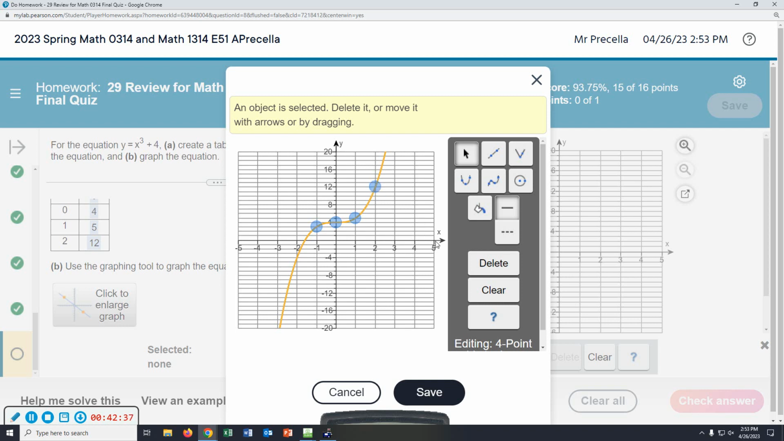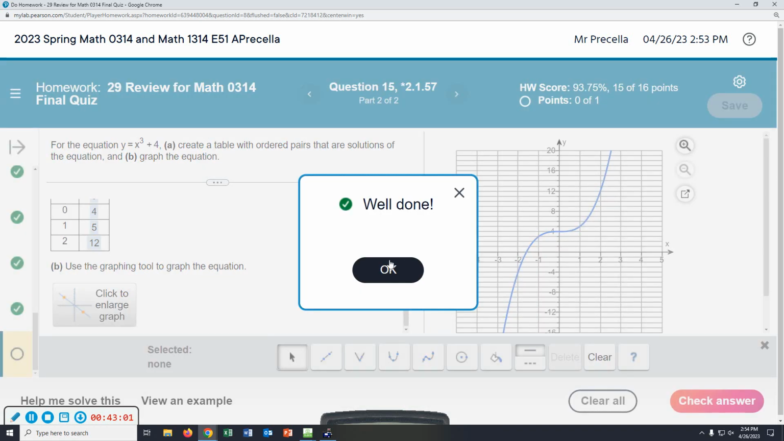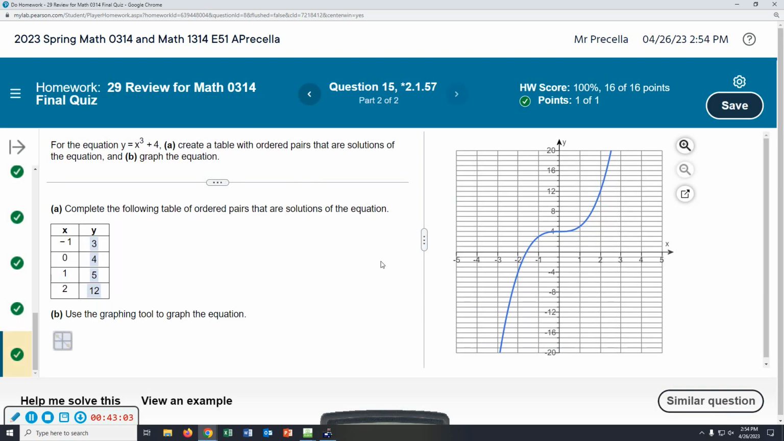Before I go on and transfer it, suppose we plugged in 5 for x. 5 cubed is 125 plus 4. So when we've gone 5 to the right, you have to be 129 units up in the air there. So notice how steep it gets very quickly. Save. Check answer. Any questions there?